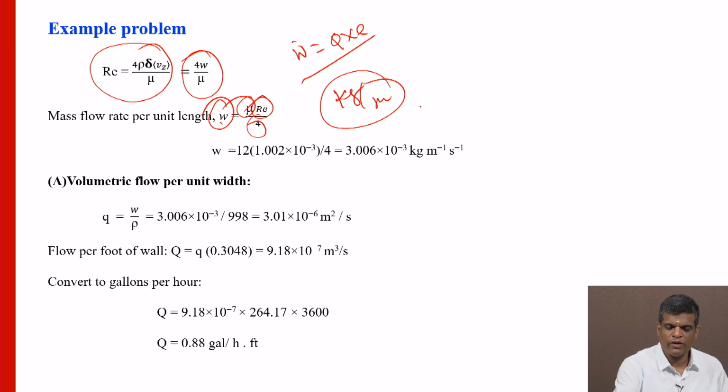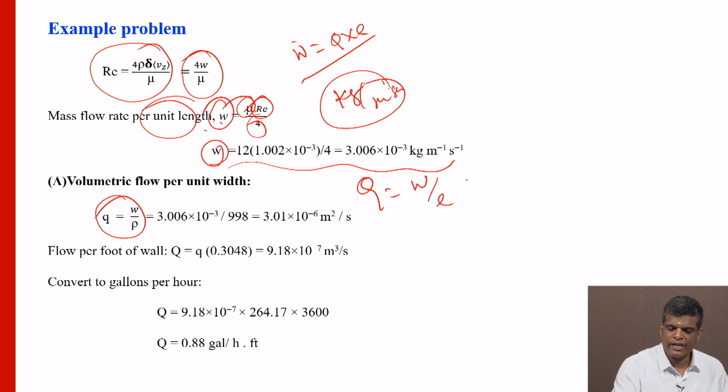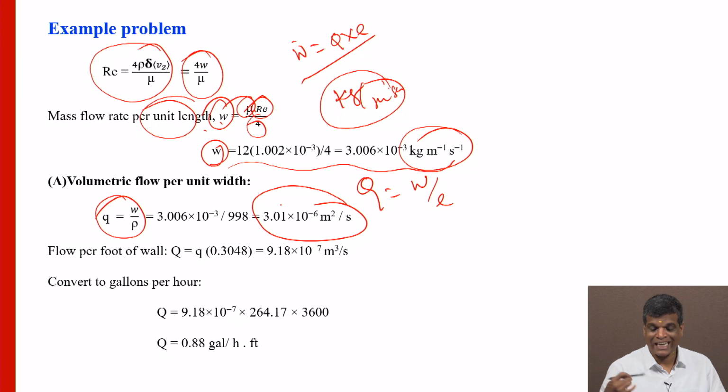After solving this, we get kg per meter per second, because the unit of viscosity is in the same unit, because per unit length is considered here. Okay, they mention the per unit length. So the mass flow rate is kg per meter per second. From there you have to find the volumetric flow rate, Q equals W by rho. The units are kg per meter second, and the other is kg per meter cube. After solving we get it in terms of meter square per second.